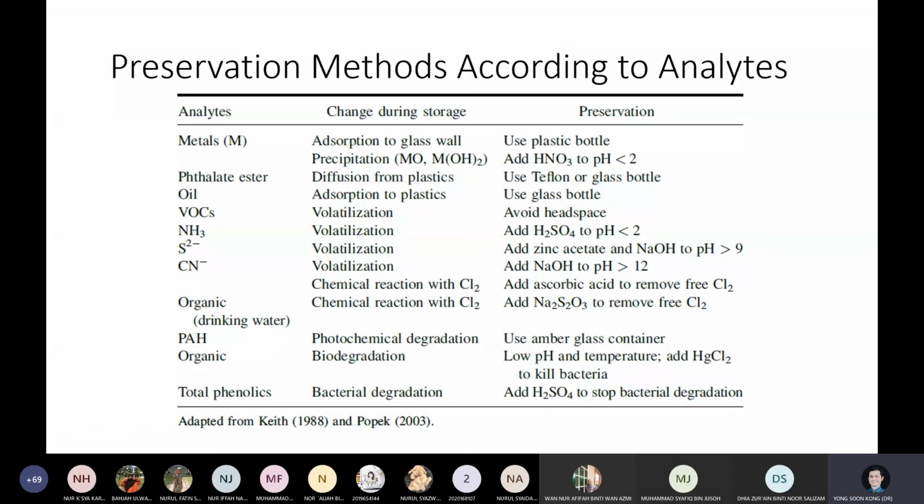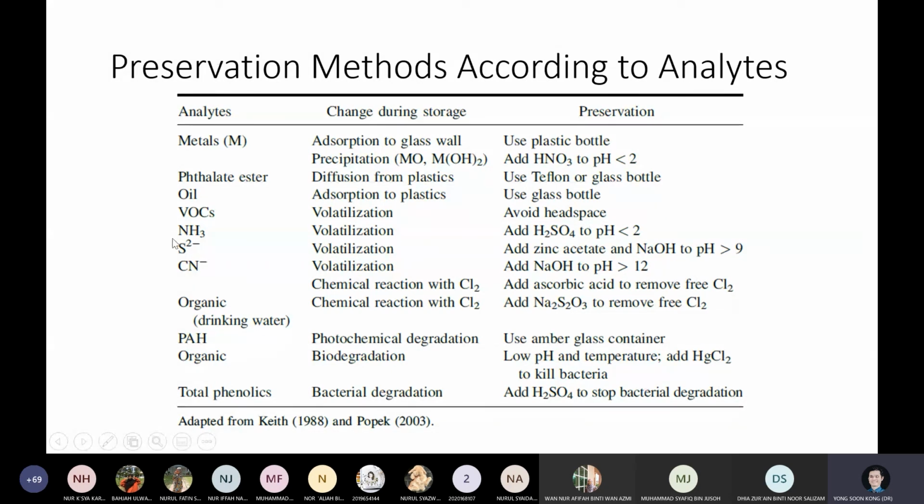Because that space is the only region that the VOC can go to. Because VOC can volatilize, kan? So if they volatilize from liquid, they will become gas. So they will end up in headspace. So in order to avoid those things happening, usually for any liquid samples that you want to analyze VOC, we will fill until the top and no air at all inside the bottle. So you remove all the air and fill it fully with liquid, with water sample.